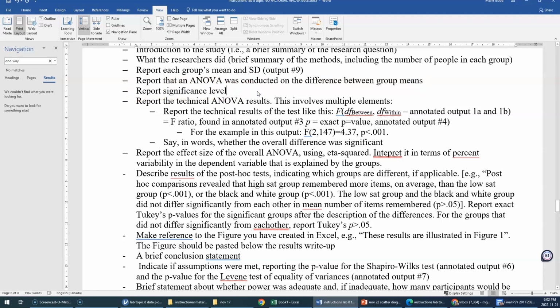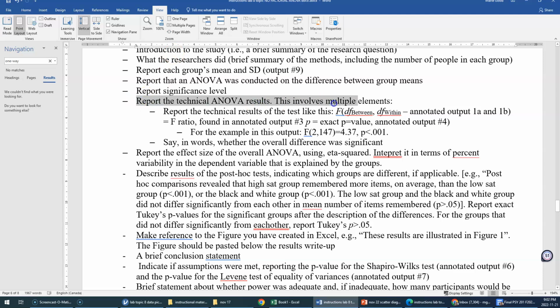Here, you're not reporting whether it's one or two-tailed like you did for the other tests, and that's because, as we saw in class, an ANOVA can only be one-tailed. There's only ever going to be a non-directional hypothesis, so you don't need to report that, just the significance level.